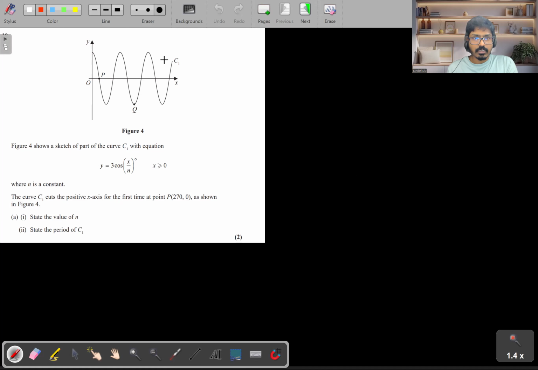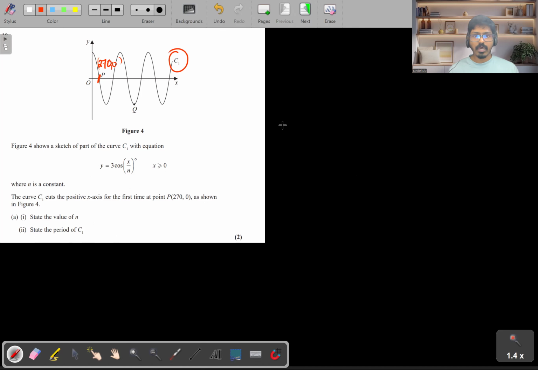The curve C1 cuts the x-axis for the first time at the point P, which is the point they have given, (270, 0), as shown in Figure 4. Now state the value of n. So we need to find the value of n, and also state the period of C1.